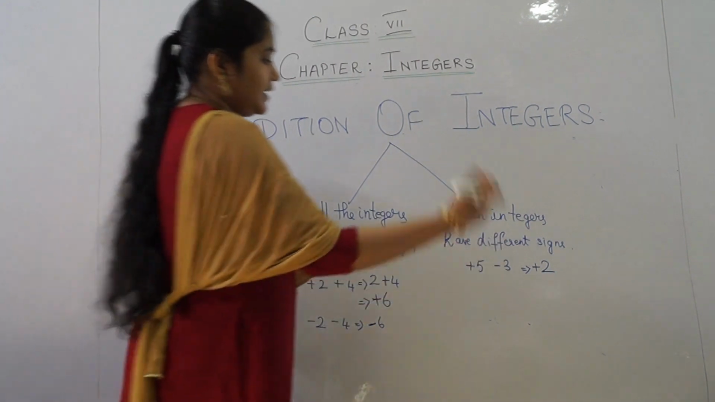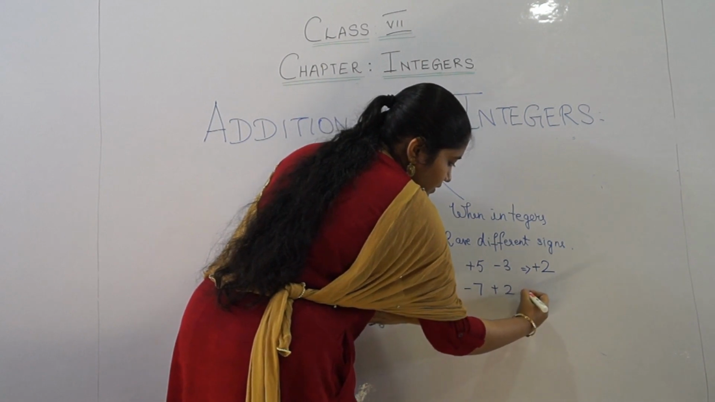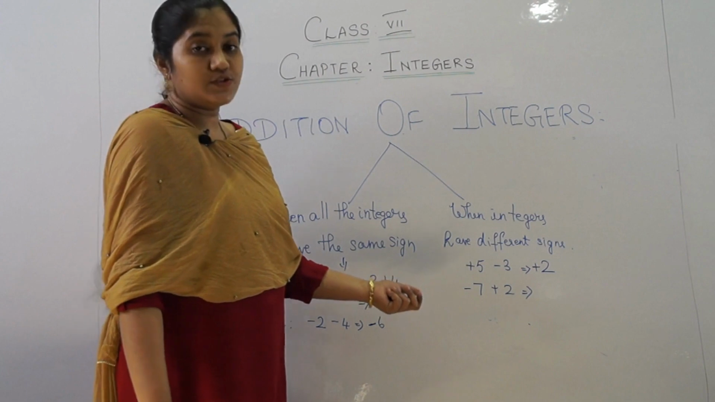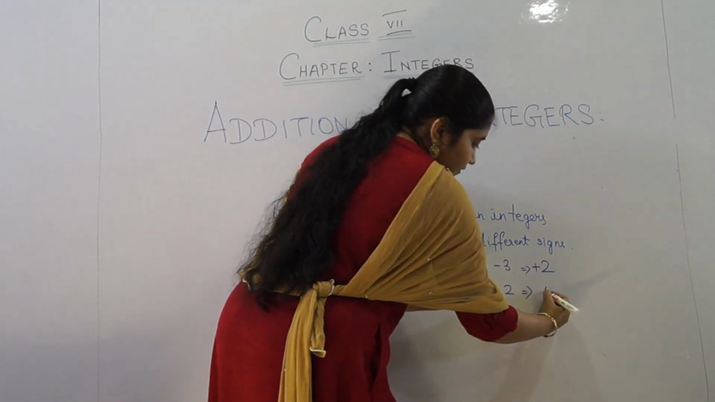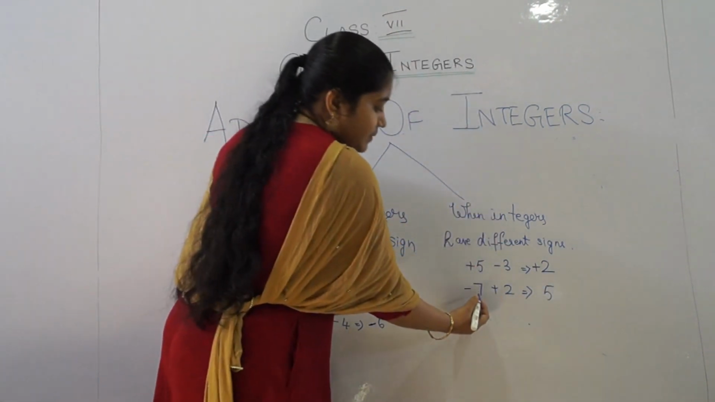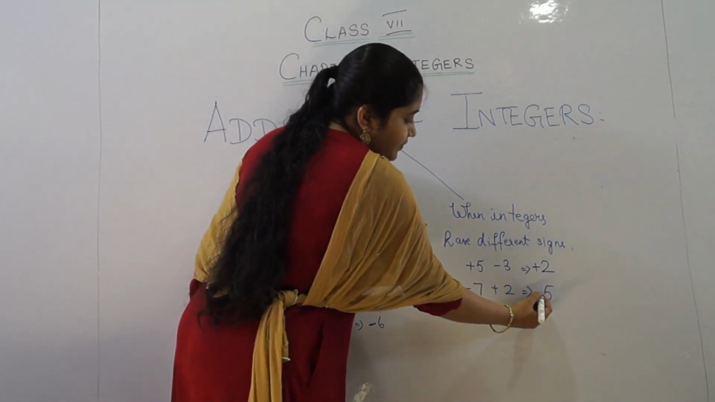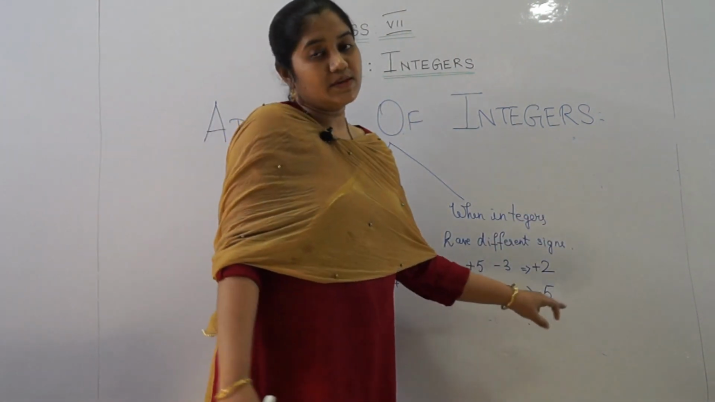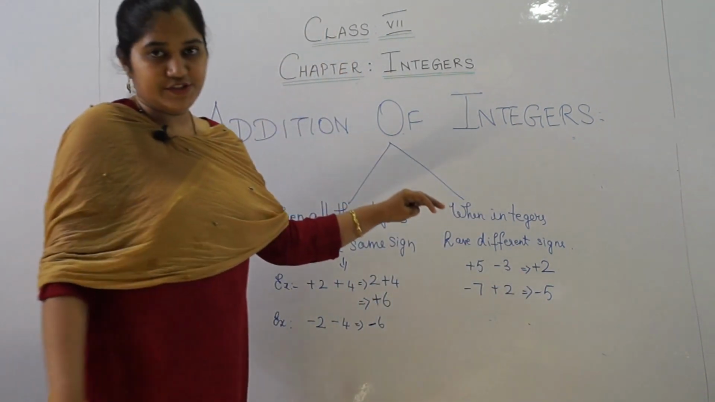Okay. So similarly, another example, minus 7 plus 2. Again, both my integers have different signs. So what am I going to do now? I am going to subtract the numbers, that is 7 and 2, which gives 5, and assign the sign of the greater number. The greater number here is 7. 7 has the sign minus, so assign minus to 5. So minus 7 plus 2 becomes minus 5. So these are the basic concepts in the addition of integers.